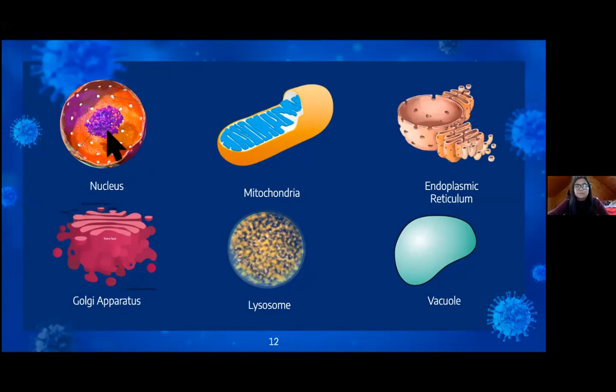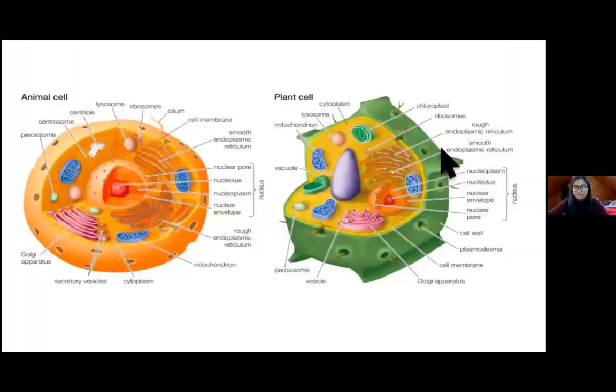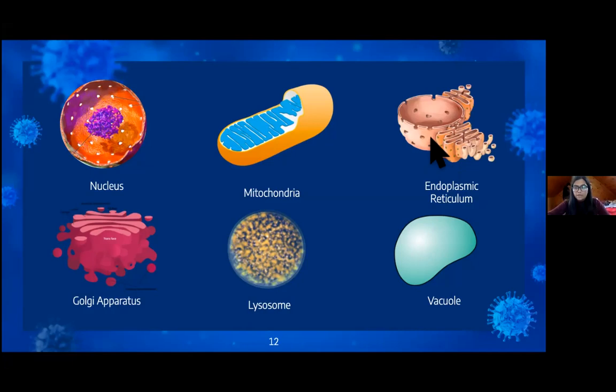the cells make proteins. And then this is the mitochondria. It is what is known as the powerhouse of the cell. It will help the cell create energy. This is the endoplasmic reticulum, which will manufacture and ship cellular products, and this will help protein synthesis.